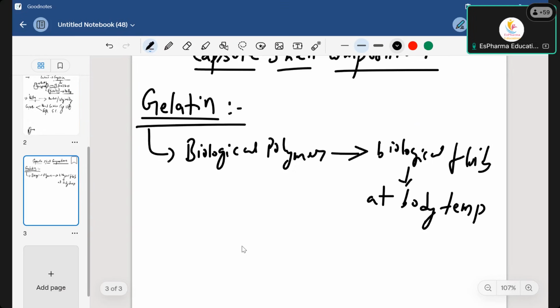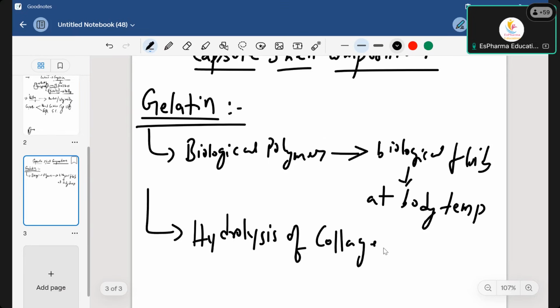Where is this gelatin obtained from? Gelatin is obtained from hydrolysis of collagen, mainly from the skin and bones. It is obtained from hydrolysis of collagen. Which hydrolysis? A hydrolysis అనేది కూడా చూద్దాం clear గా.